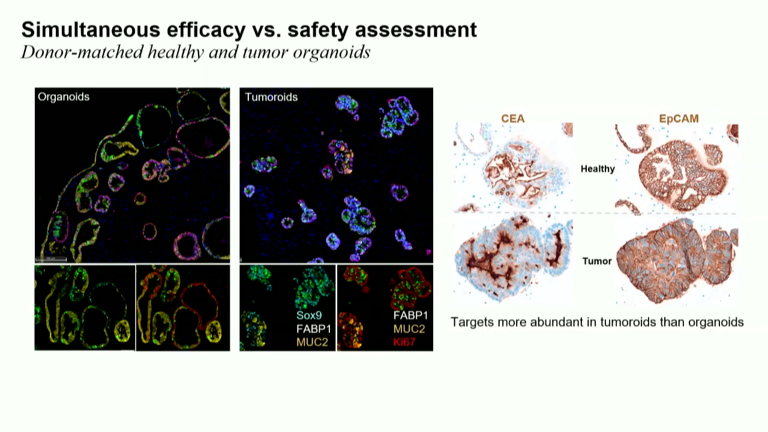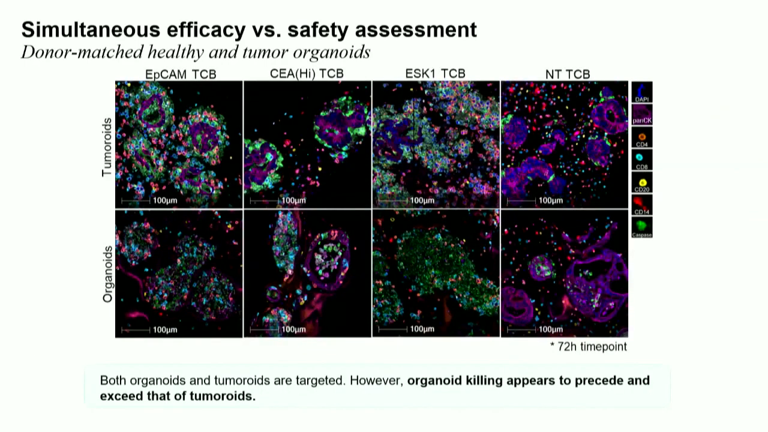Then the question is, we saw that we had targeting of healthy organoids. The question is, do we have a therapeutic window? That is, do we have better targeting of tumor organoids compared with the healthy organoids? The answer is, sadly, not really.